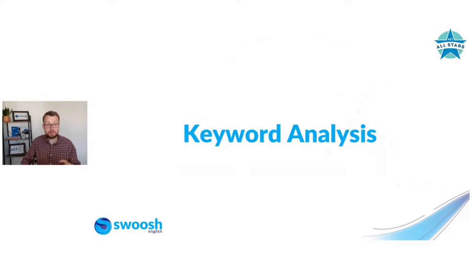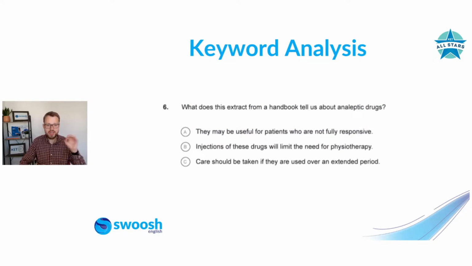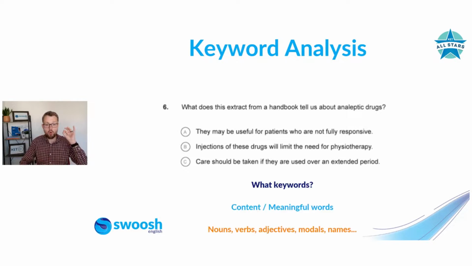Okay. So now that we've read the text, got a good understanding of the gist by looking at topic sentences and headings, and we're clear about what the question is asking us to do, we should then start analyzing our keywords. So here is our question and our 3 answer options one more time. What do we have to do? Well, we should be looking at our keywords. And what do I mean by keywords?